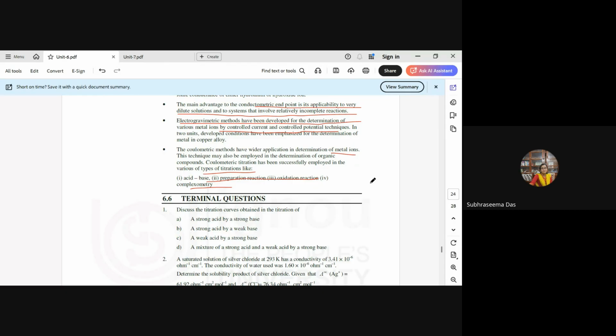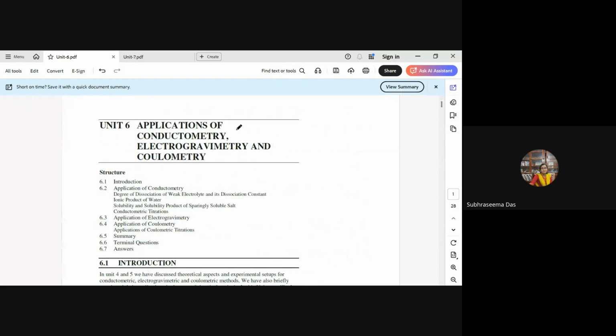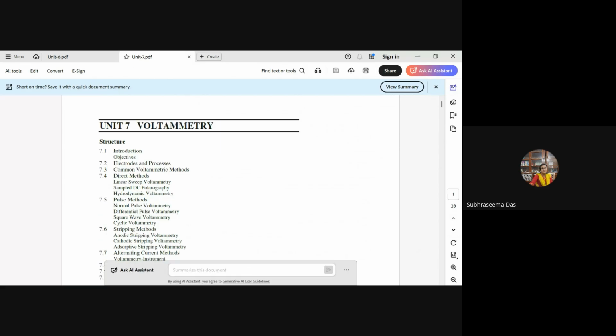So, with this, the applications part of coulometry, electrogravimetry, and conductometry is over. We finish this unit. We'll just take a break of 5 minutes and then again start with the new unit.